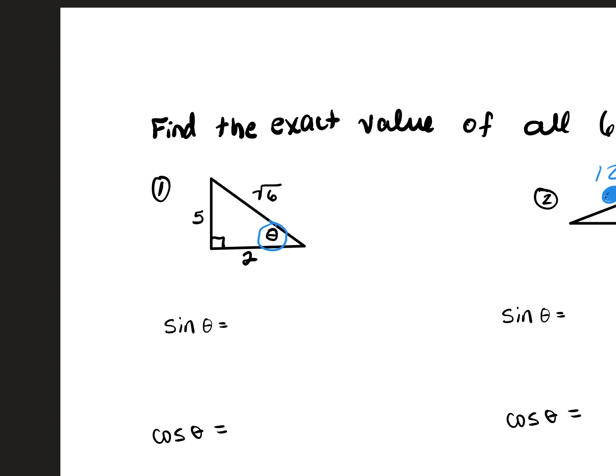In regards to theta, what is 5? Okay, so the opposite is 5. What is 2? Adjacent is 2. And what is the square root of 6? The hypotenuse. What is the square root of 6 in your calculator?